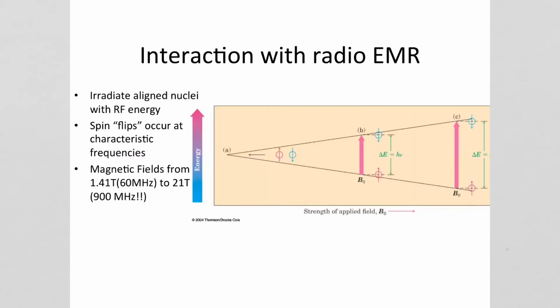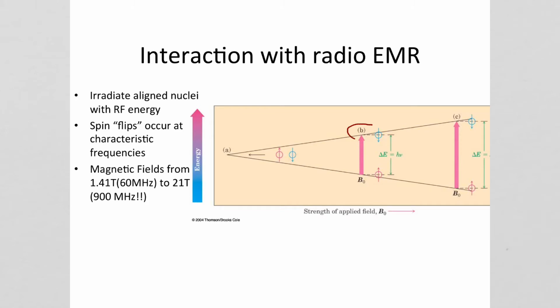So this slide gives you a sense of what happens when nuclei interact with electromagnetic radiation in the radio frequency region. Notice here on this axis we have energy, and on this axis we have the strength of the applied field. Point A is where you do not have the nuclei in a magnetic field, and therefore there's no difference in any of the spins.